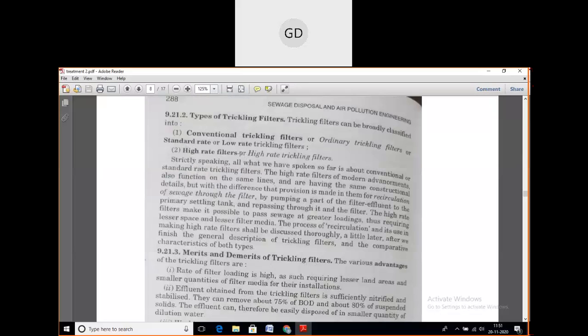Okay, so what are the types of trickling filters? There are two types of trickling filters. One is conventional trickling filters, and the other is high rate trickling filters. The conventional trickling filters can also be called ordinary trickling filters, or standard rate, or low rate trickling filters.